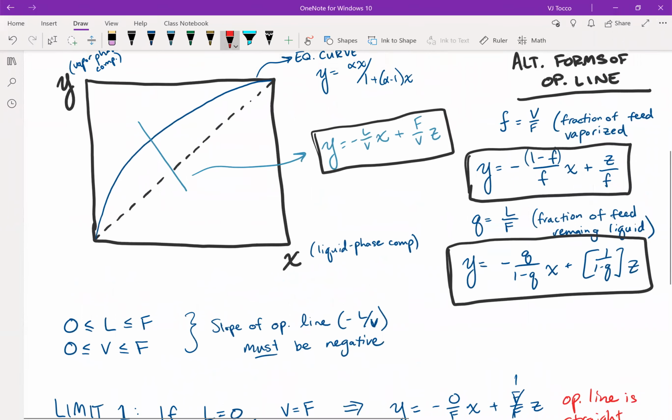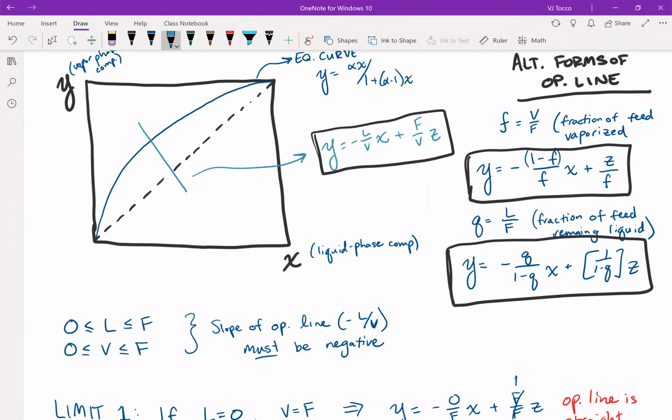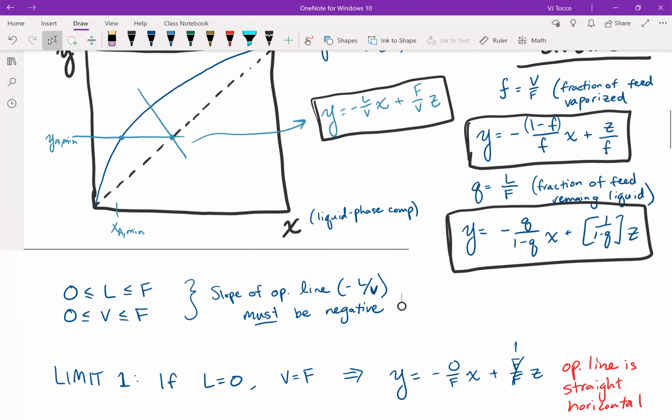All right, so in my diagram up here, if this is my Z, remember that at X equal to Y equal to Z, that is a point that is on the operating line. If my operating line is horizontal, that means that the lowest possible YA and lowest possible XA that I can get is here. So this is XA minimum, and this is YA minimum. And this comes from if I vaporize 100% of the feed.